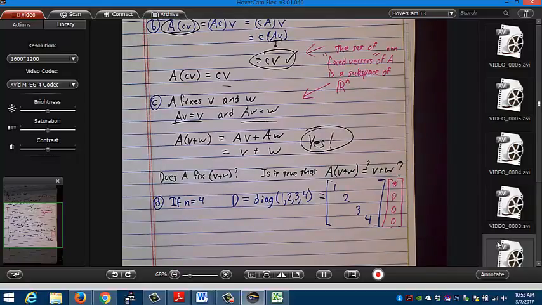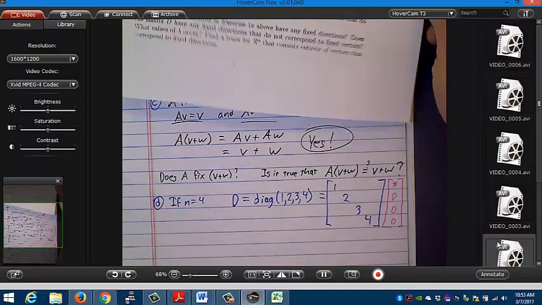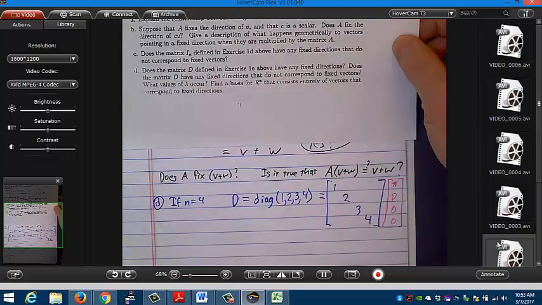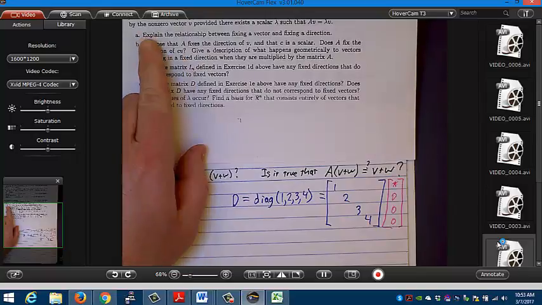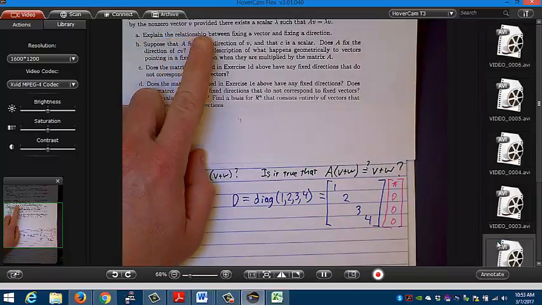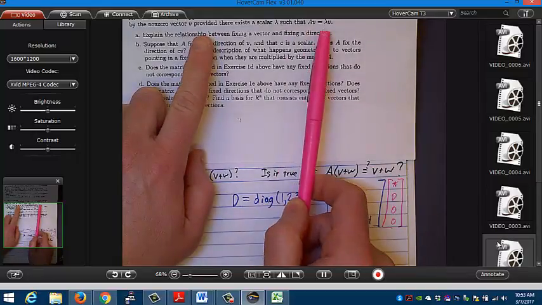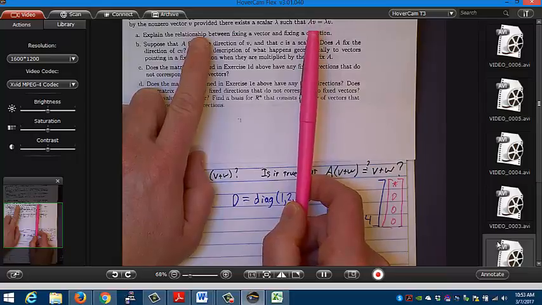But the reason that they're asking about this, and maybe I should do this, guys, I'm going to go ahead and ask. Part A of question 2, I think I already explained. Explain the relationship between fixing a vector and fixing a direction. If that eigenvalue is 1, that's when you have a fixed vector. But if it's anything else, we just call that a fixed direction.